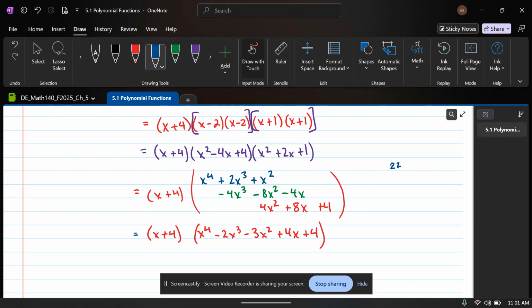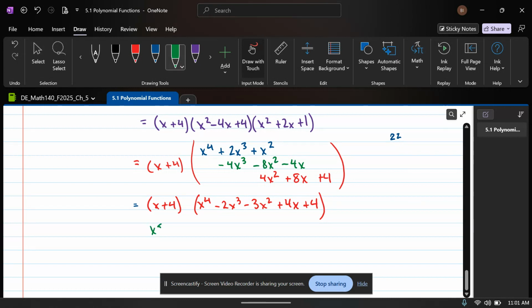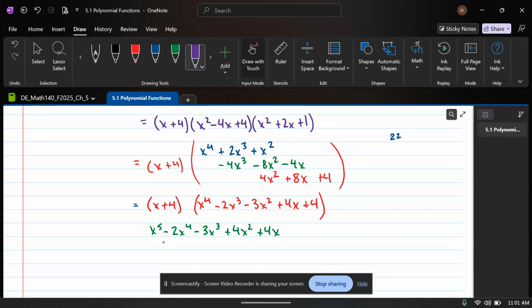Let's go another step. Multiplying everybody by the x in the x plus 4. That's going to get me to my x to the fifth power, so I feel like I'm on the right track. So that's x to the fifth minus 2x to the fourth minus 3x cubed plus 4x squared plus 4x. Then you multiply everybody by the 4. So that's plus 4x to the fourth minus 8x cubed minus 12x squared plus 16x, and then plus 16.